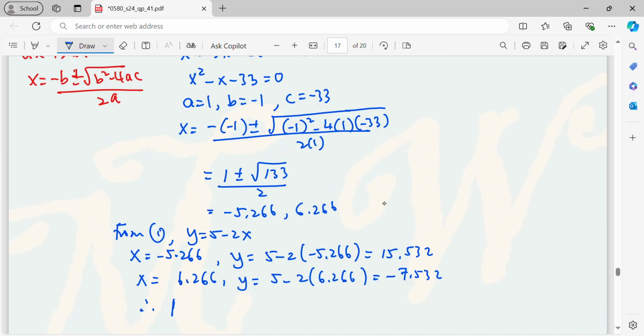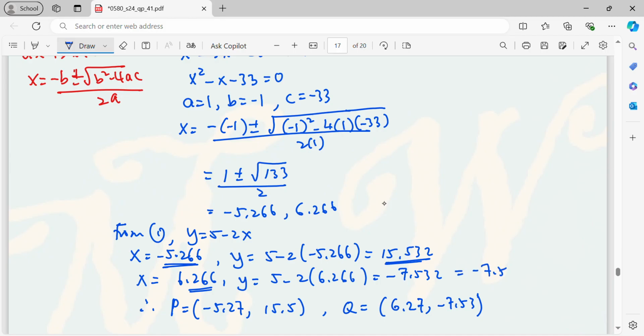Now I will just write my P with coordinates. Look at the x here, I round up to 3 significant figures, therefore negative 5.27, and the y I also round up, it will be 15.5. And my Q is with coordinates 6.27, because here 266, and then my y I round up, it will be negative 7.53. Okay, that's all for the P and Q.